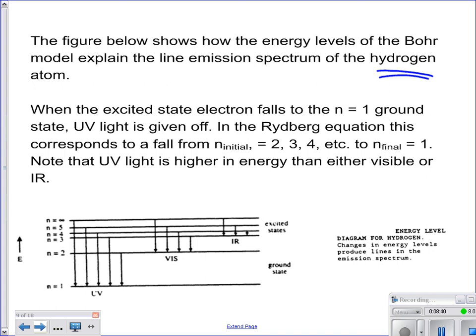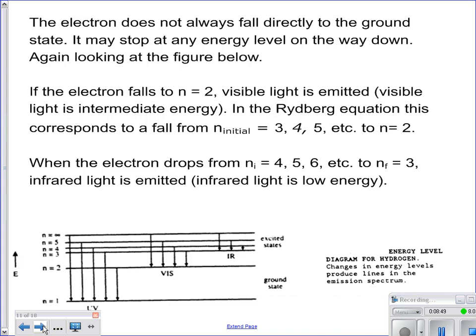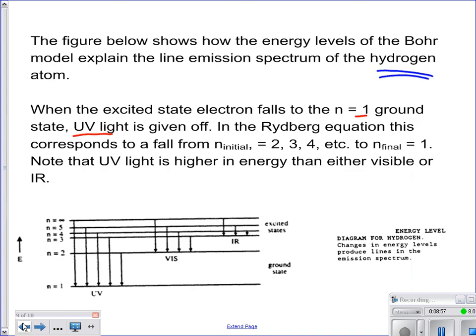We see that when an electron in an excited state falls to the 1st energy level, we see that UV light is given off. If it falls to the 2nd energy level, we see visible light given off, and if it drops to the 3rd energy level, we see that infrared light is emitted. So all of that is summed up for us right here in this little figure.